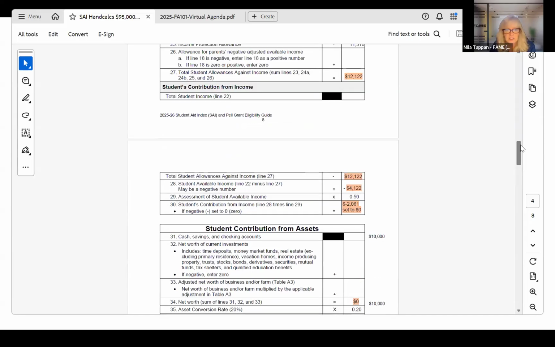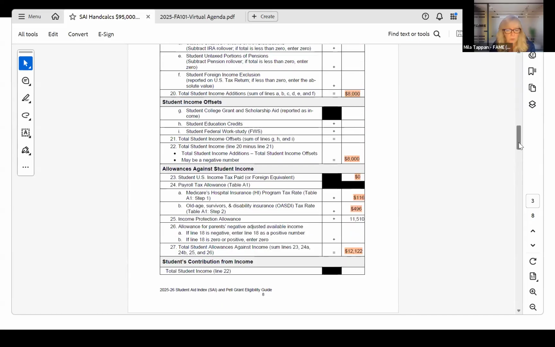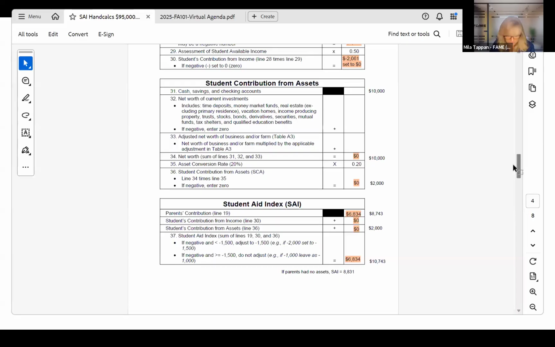Okay, so let's just keep our same student here. He earned 8,000, we work through the calculation, and he has 0 contributions from income. But let's say this student has been really great at saving. And let's say that he has chosen to save by just putting his money in a savings account that's in his name. So it's clearly a student asset.